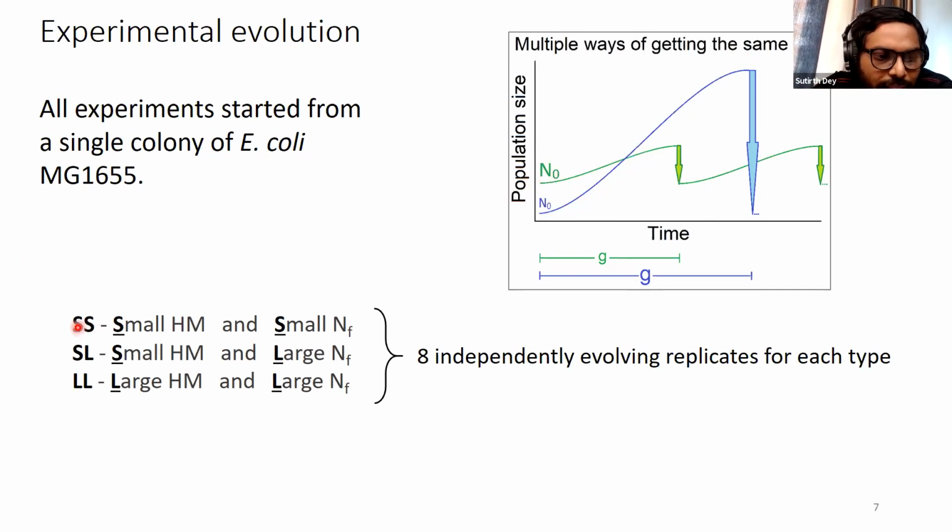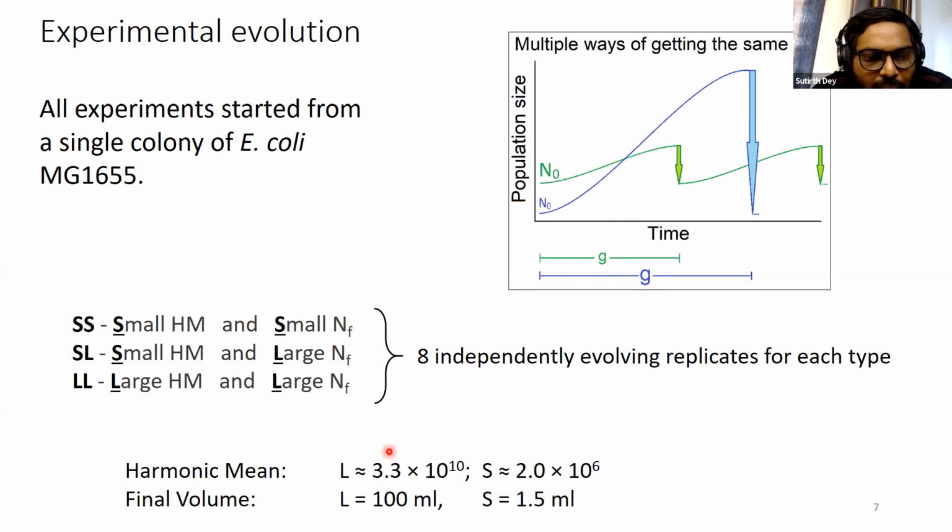We call them SS, SL, and LL. In this, the first letter gives you a relative measure of the harmonic mean, which is either small or large. And the second gives you a relative measure of the NF, or the culture volume, which was again small and large. For each type, we had 8 independently evolving replicates. The large harmonic mean was of the order of 10 to the power 10, and the small harmonic mean was of the order of 10 to the power 6. So you can see that this is small only in relationship to this. This is still by itself a pretty large number.